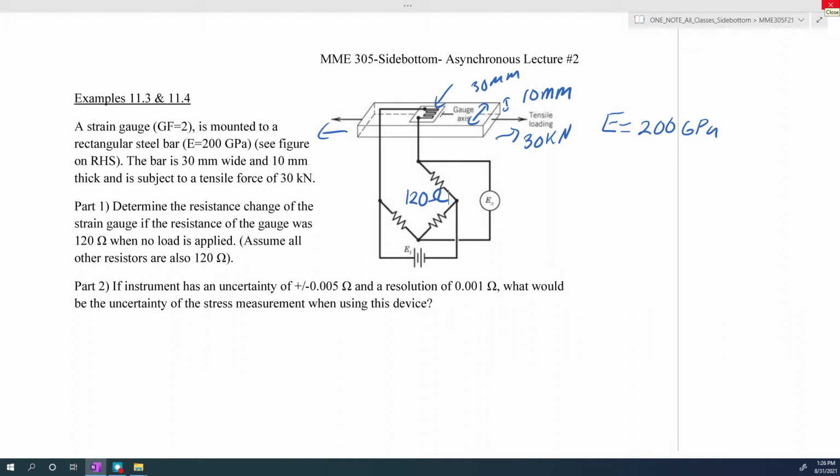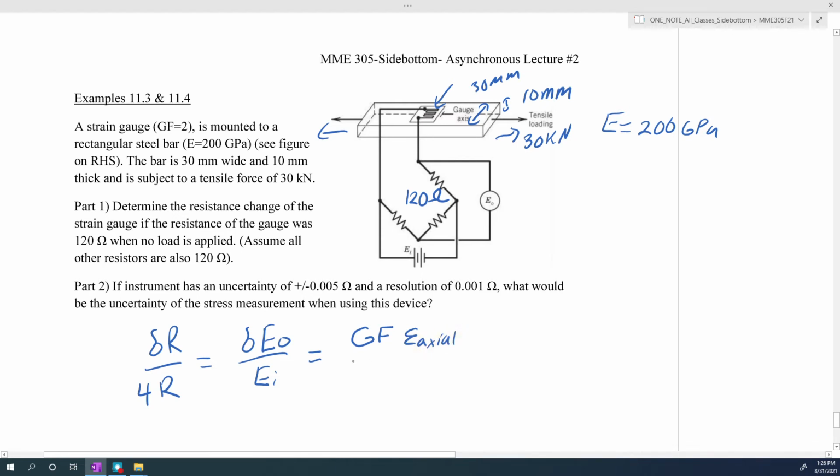We know the relationship delta R over R divided by 4 is equal to the change in the output voltage over the input voltage. We also know that the change in the output voltage over the input voltage we can relate to the strain for a single gauge: the gauge factor times the axial strain, divided by 4. We're going to ignore the component in the middle and just solve for delta R. So delta R is equal to the resistance times the gauge factor times the axial strain.